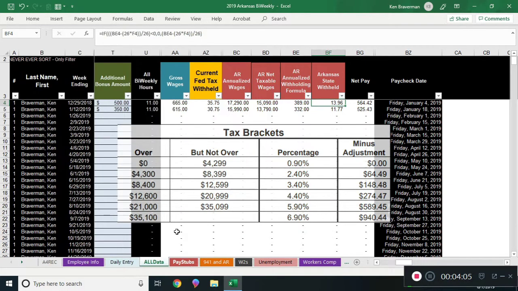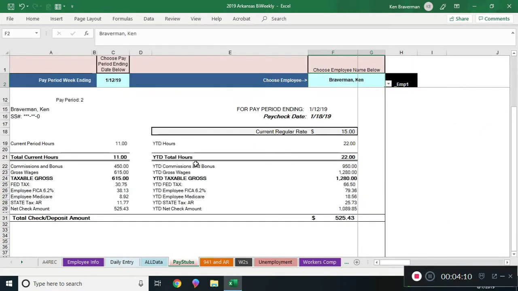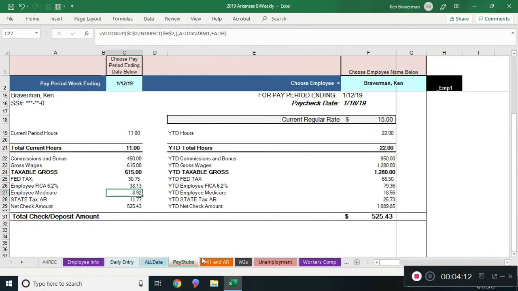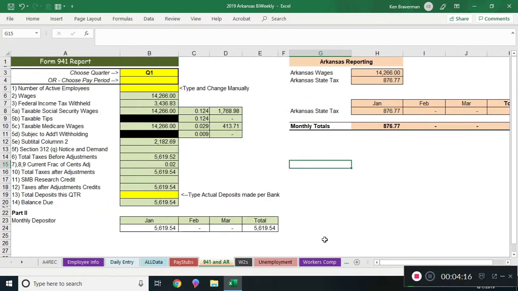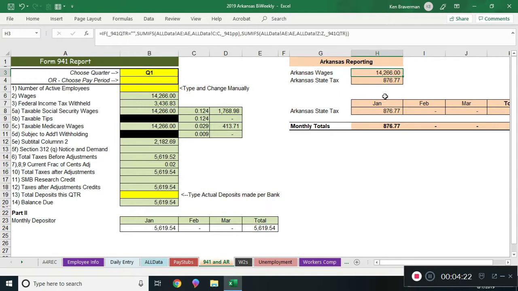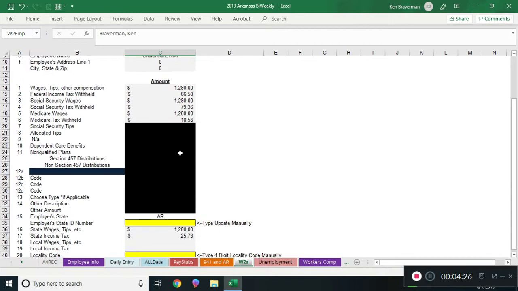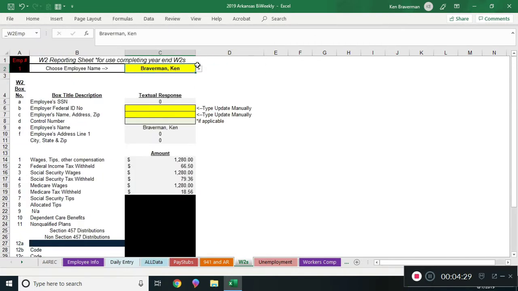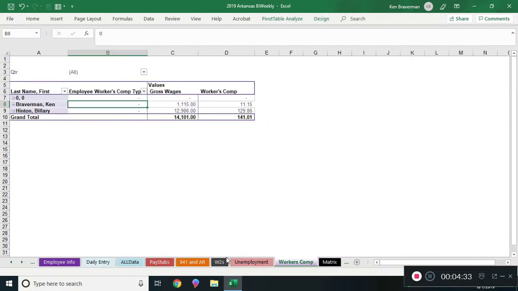That was pretty good. You have a pay stub here where you can mess around and change around with the pay stubs, and it's going to give you exactly what all the withholding amounts were. You have something called a 941 that you have to file every quarter. You can change this thing around, and it will give you what your withholdings are and what your Arkansas reporting should be by month. You've got a W-2 as well, that you can change by person to see exactly what the numbers are going to be when you change it. Unemployment report, workers' comp report, and we're almost at 5 minutes.